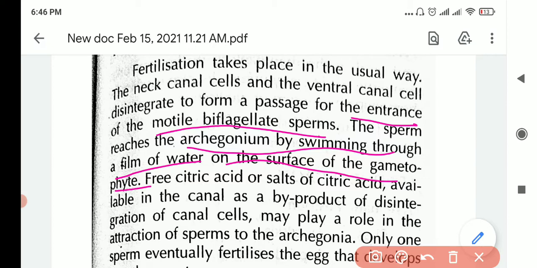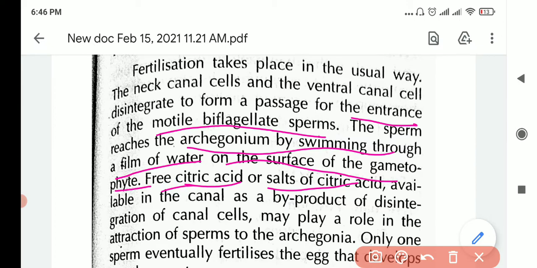How do you know? Similarly, if you want to meet someone, you will be applying perfume, you'll be dressing well. So similarly, these archegonia will be secreting some sort of chemicals. The chemicals that they secrete are citric acid or salts of citric acid. If you smell a lemon, doesn't it smell so sweet? It's so nice and refreshing, right? The smell of lemon, because it has citric acid.